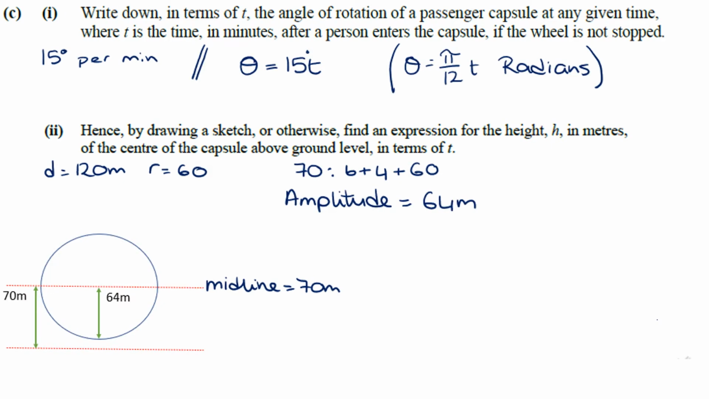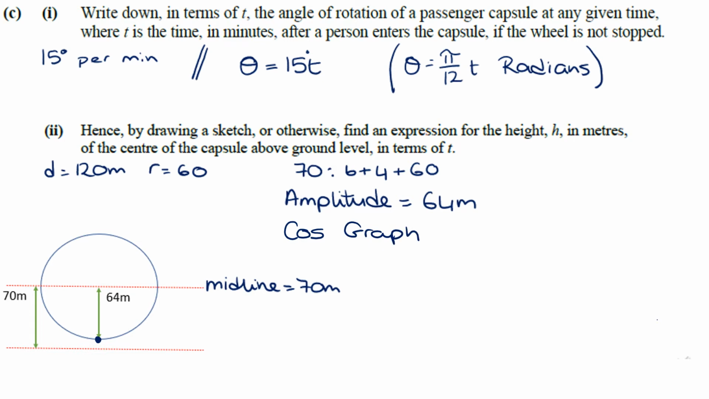So before I go any further, let's figure out if it's sine or cosine. So where does this start? So we're starting here. This is where a person enters the London Eye. Because we're starting at the bottom, or really we're not starting at the midline, this is a cosine graph. So it's a cos graph.